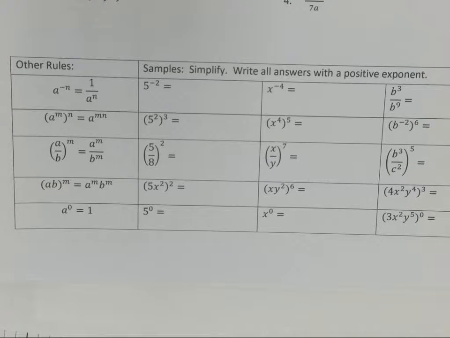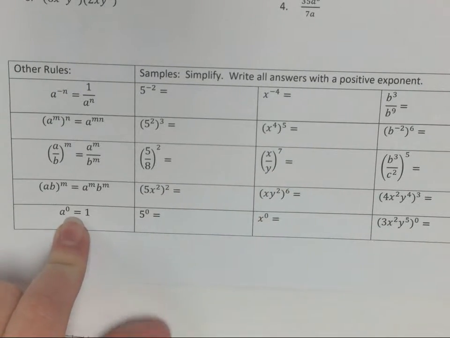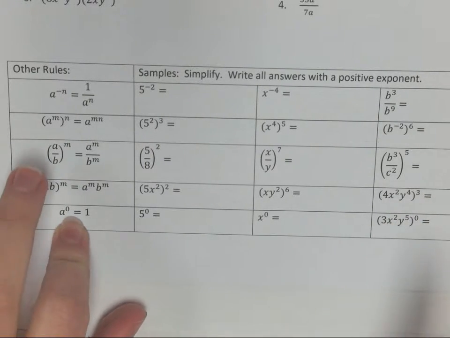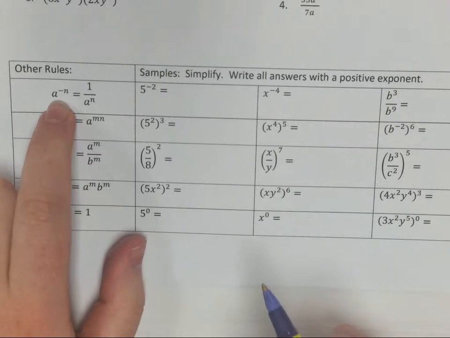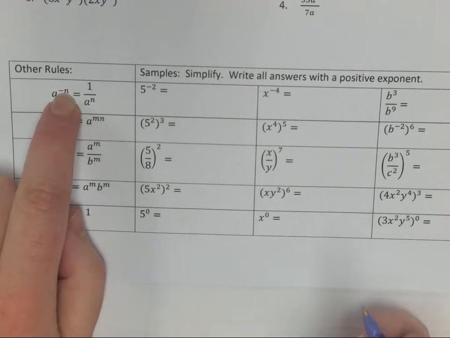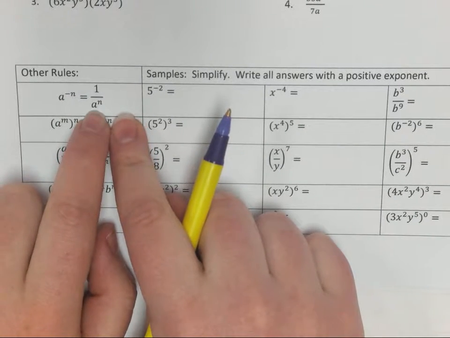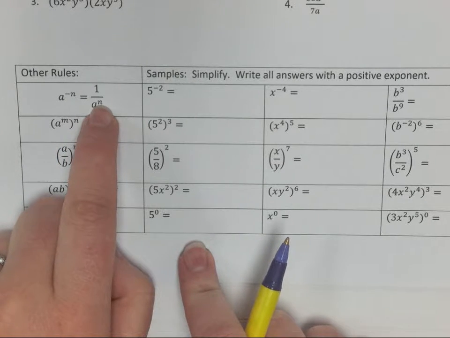But this is our second set of exponent rules for monomials. So right here are your actual rules, and you were supposed to use those rules to simplify these problems over here. If you are on the back, just flip back over here for me. Right here it says a to the negative n. That means we have a number being raised to a negative exponent. When we rewrote it, we have 1 over a, and what happened to that exponent?